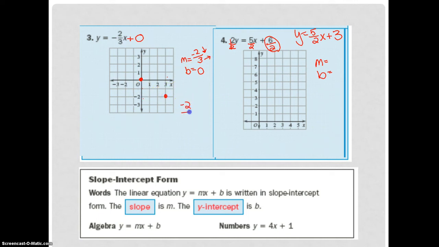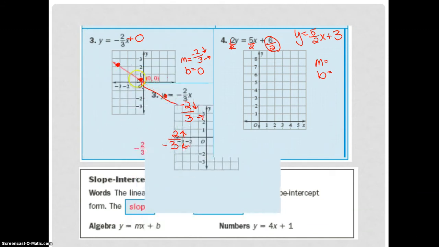Instead of going down and to the right, I could think of it as the complete opposite. Because technically I could say that the negative is with the 3. And that means I'm going up and to the left. So from this 0, I could go up 2, left 3. See how that's still on the line? And then, as close as you can, draw the line.